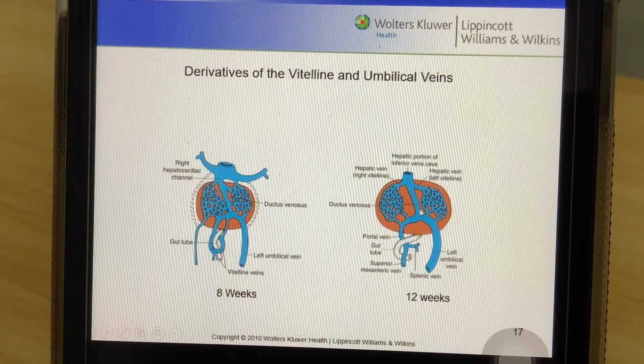So blood now flows from the placenta through the left umbilical vein to the inferior vena cava, which is derived from the right hepatocardinal channel. Okay.